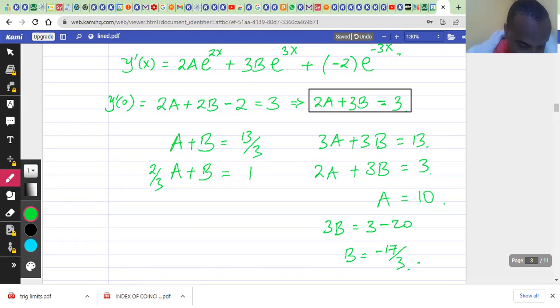Yeah. And that should make sense, right? Yeah. So let me see. You mean for the value of A and B? Yeah, A is 10 and B is negative 17 thirds. Okay. Yeah. Let me check what they have.